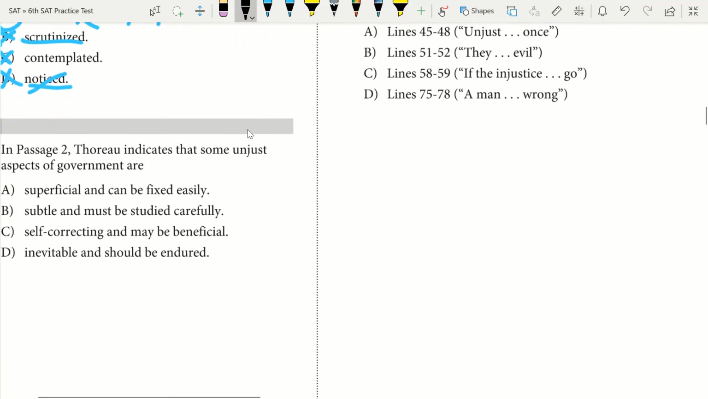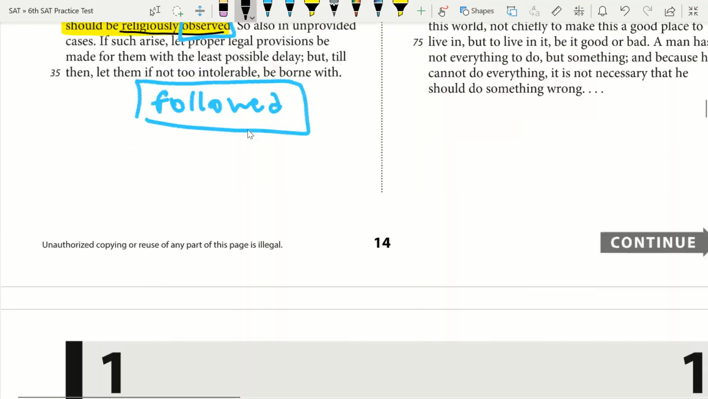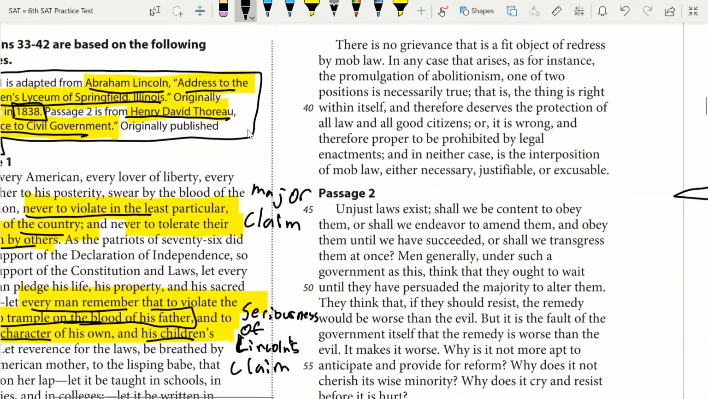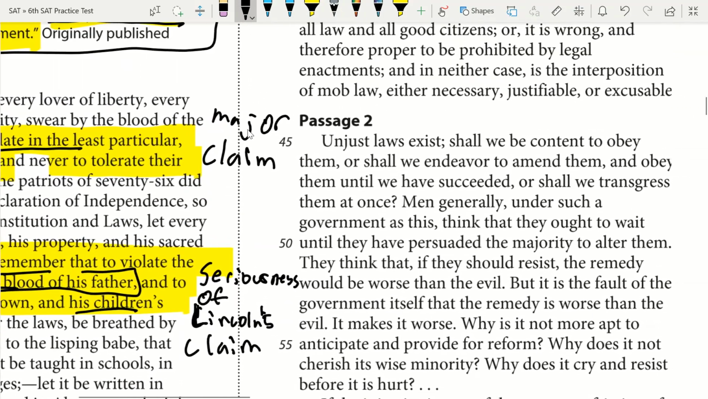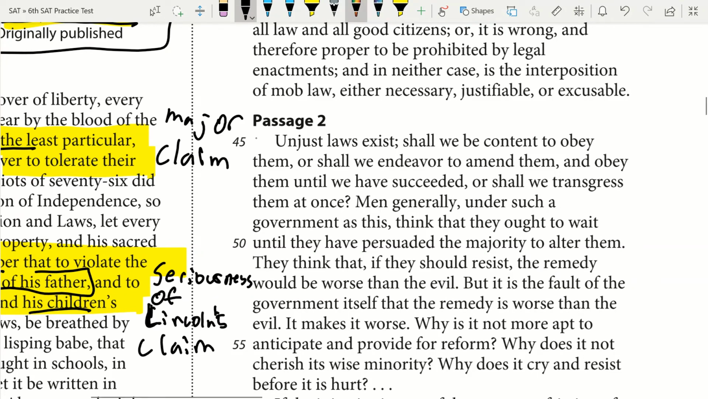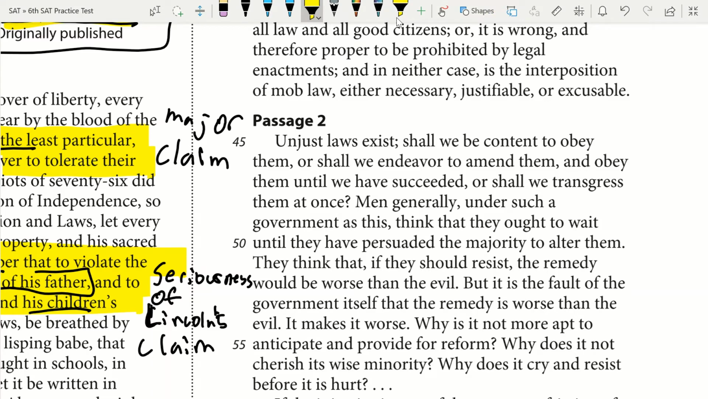Okay, back down, we got 38. 38 talks about passage 2, so I'm going to go ahead and read passage 2 at that point, as I would recommend you do. Okay, so we have: unjust laws exist. Shall we be content to obey them, or shall we endeavor to amend them, and obey them until we have succeeded? Hang on, I'm going to switch to my highlighter real quick so I can highlight things. Okay, there we go. Or shall we transgress them at once?